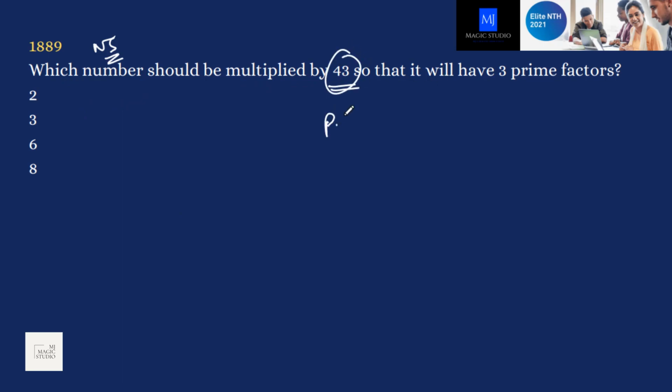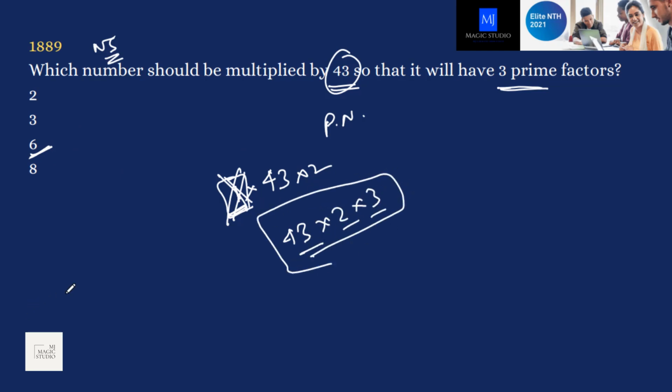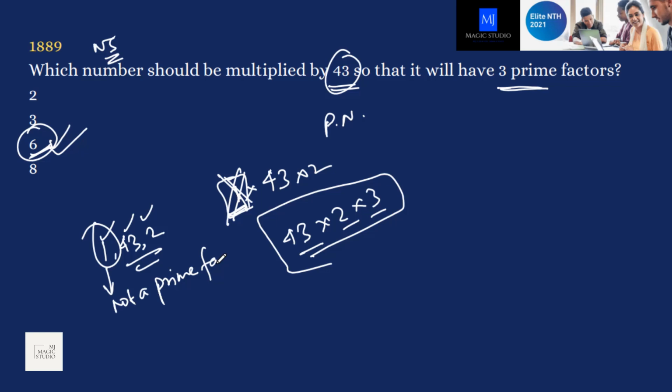43? 43 is a prime number, so that it will have 3 prime factors. If I multiply by 2, then I'll have only 2 prime factors. I cannot take 1 as a prime factor because 1 is not a prime number. So don't take 1 here, because then it would be wrong. You can't take 3 either. If you take 6, it would be 43 into 2 into 3. Then we have 3 prime factors for 43 into 6. Option is 6 and not 2 or 3. Don't get confused with 2 and 3. I've seen many people marking 2 because they say that 1 is there, 43 is there, 2 is there. But mind you, 1 is not a prime number. That is not a prime factor.